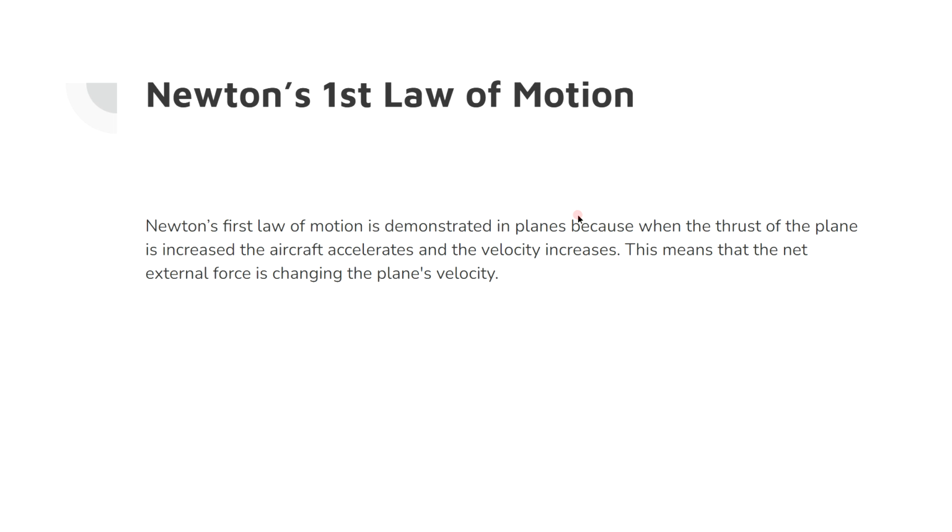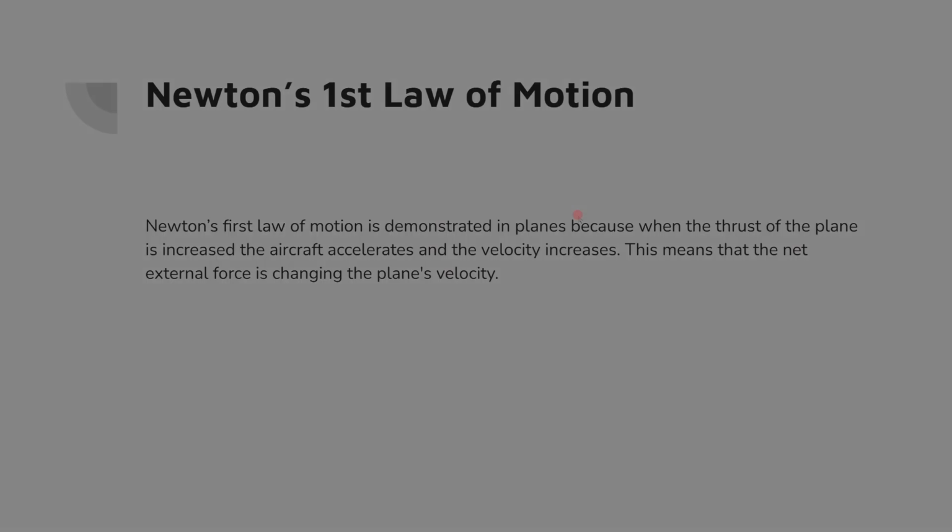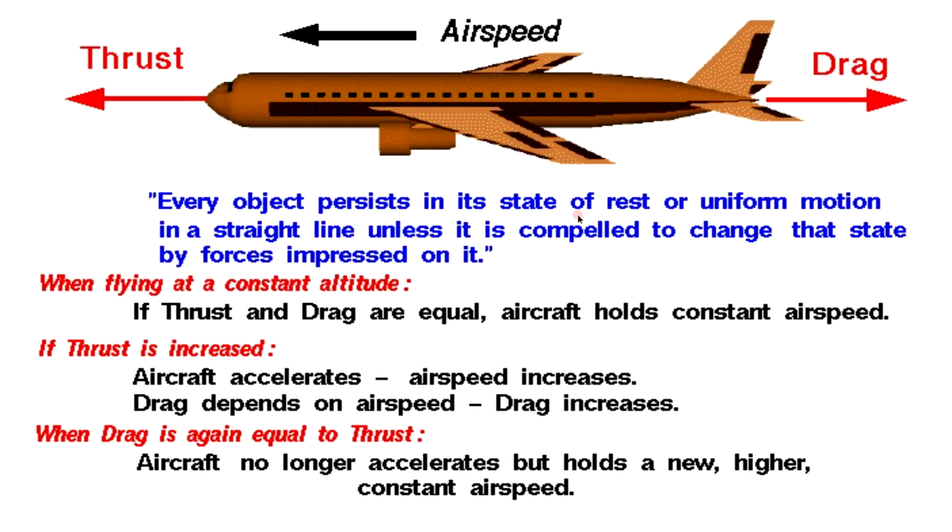And this is demonstrated in planes because when the thrust of the plane is increased, the aircraft accelerates and the velocity increases. This means that the net external force is changing the plane's velocity. This is a visual representation of what that would look like.